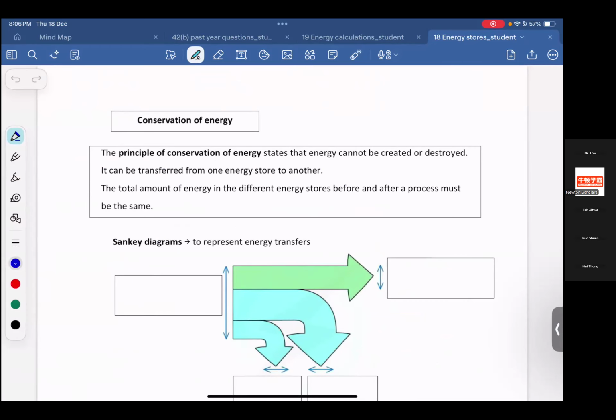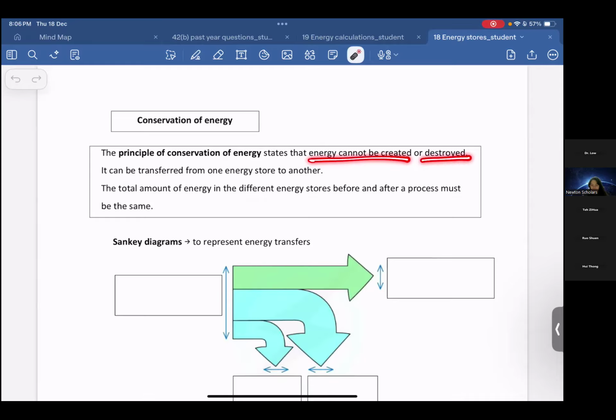Okay, conserve means that it will remain the same. So the principle of conservation of energy states that energy cannot be created and cannot be destroyed. It can only be transferred from one store to another. We already learned about energy stores, so energy can transfer from one way to another. The total amount of energy in different energy stores before and after must be the same. This is the meaning of conservation of energy.